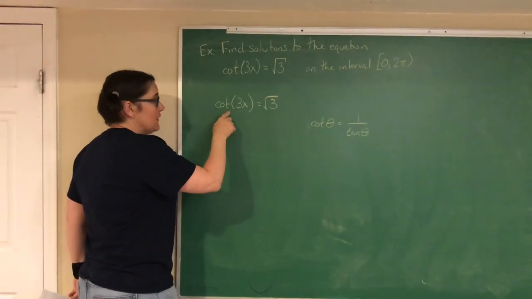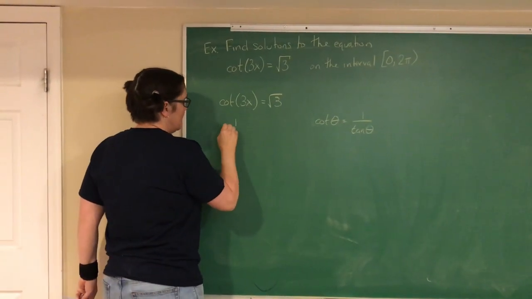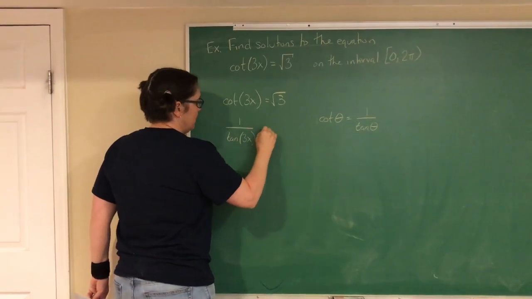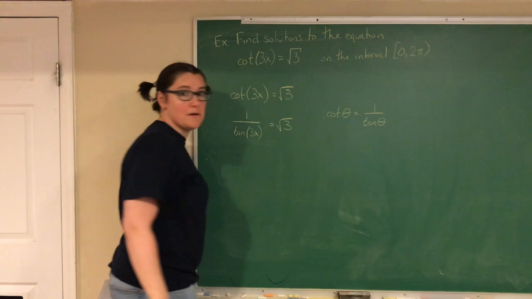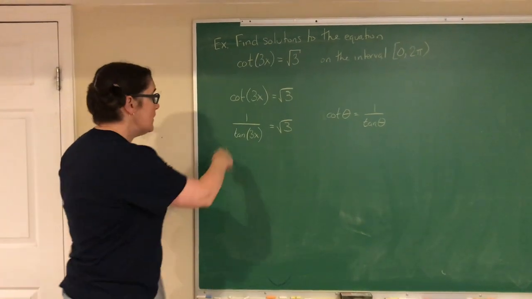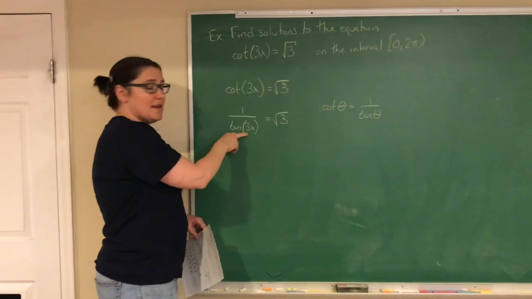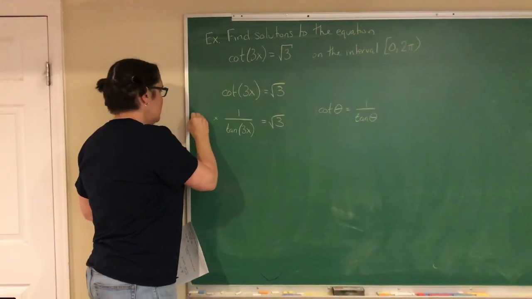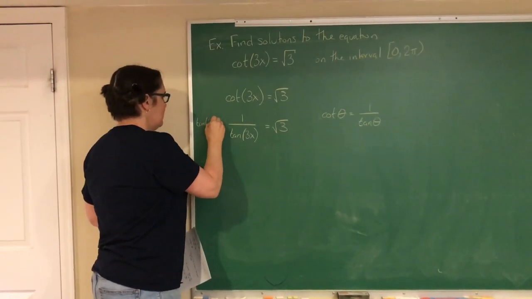So I can rewrite cotangent of 3x as 1 over tangent of 3x equals square root of 3. And now I can rewrite this whole expression so I get tangent of 3x by itself. So how do I do that? Well, I multiply both sides by tangent of 3x.